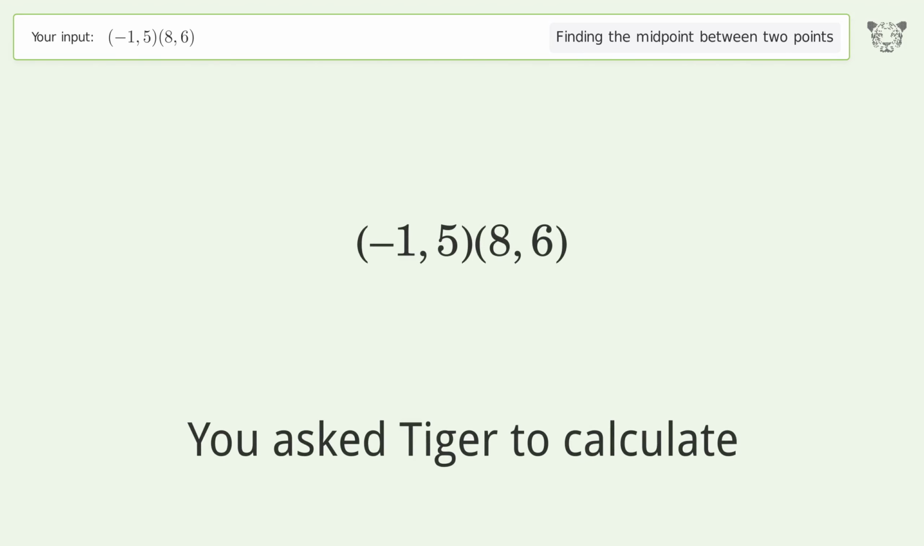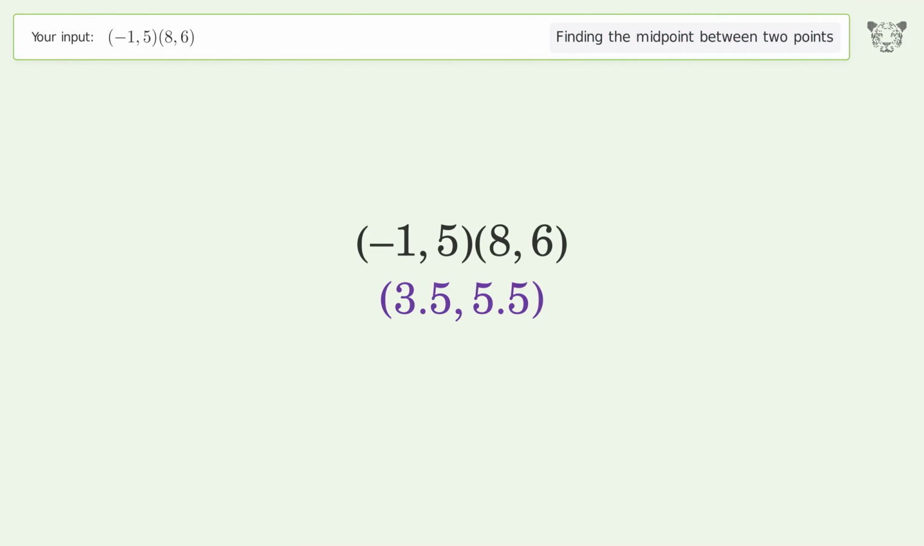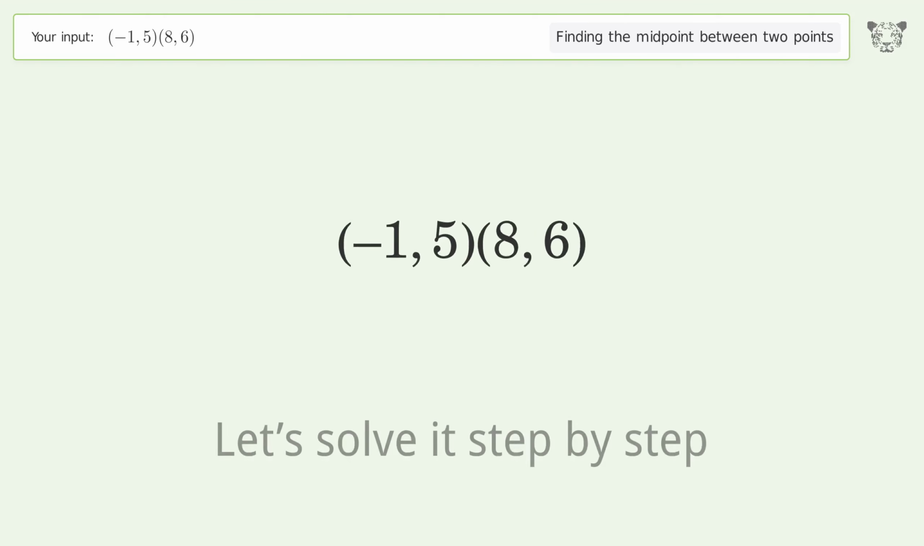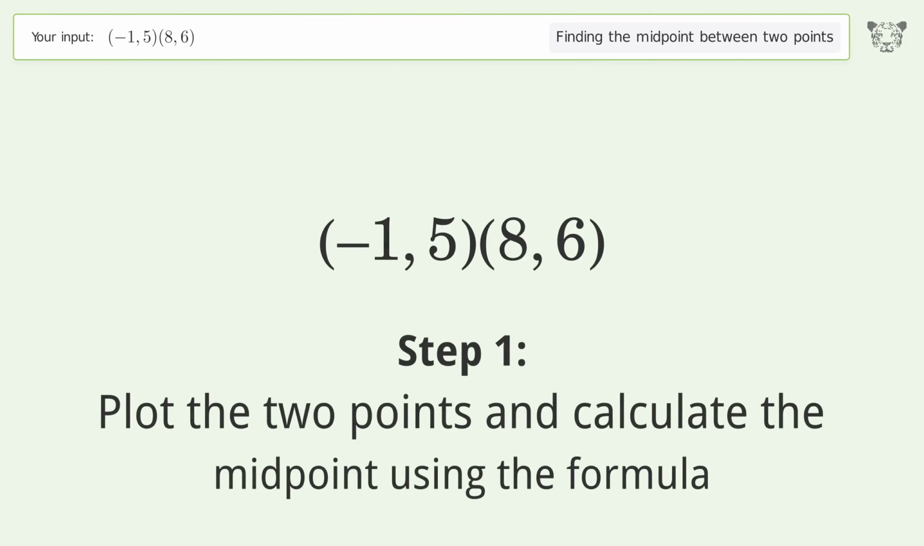You ask Tiger to calculate. This deals with finding the midpoint between 2 points. The midpoint between the 2 points is 3.5, 5.5. Let's solve it step by step. Plot the 2 points and calculate the midpoint using the formula.